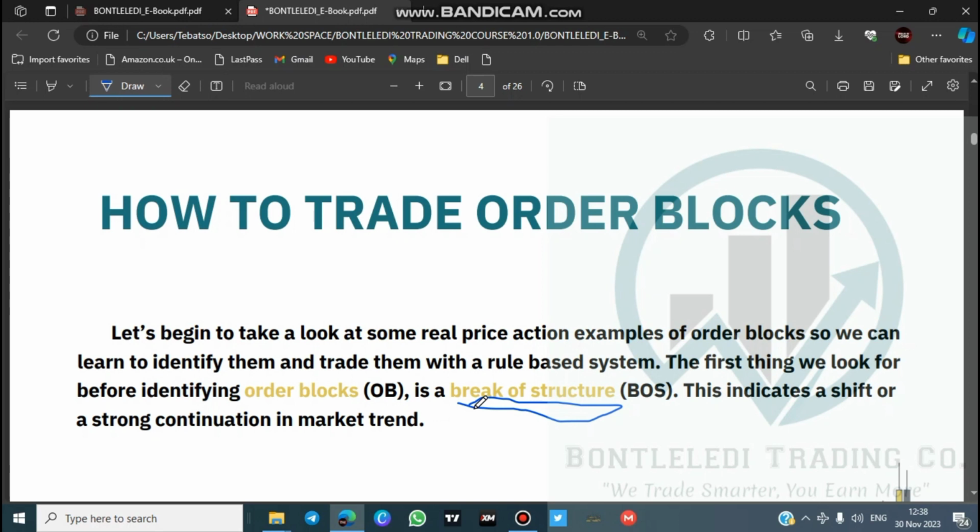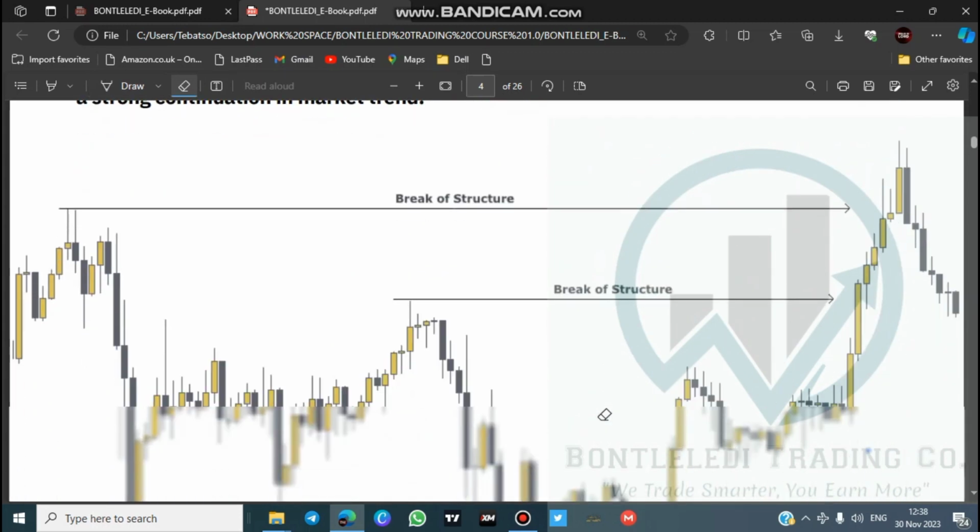A break of structure is when the market has been moving in one direction, the next thing it moves in the opposite direction and it breaks the previous high or the previous low. That's when you know that it has broken the structure. It indicates a shift or a strong continuation in the market trend. That's what it does whenever these big boys jump into the market, right? So cool. Here's an example.